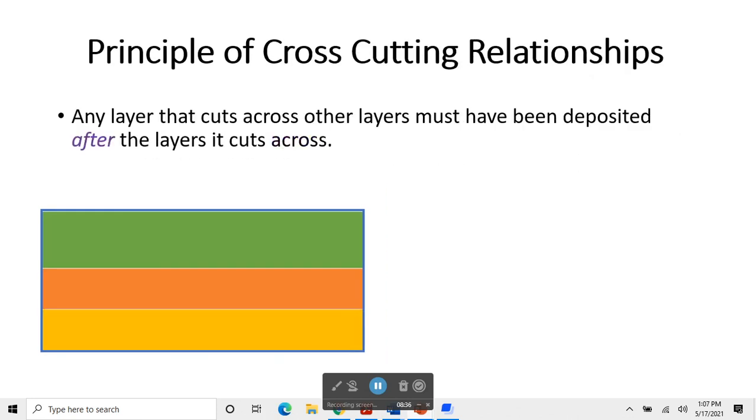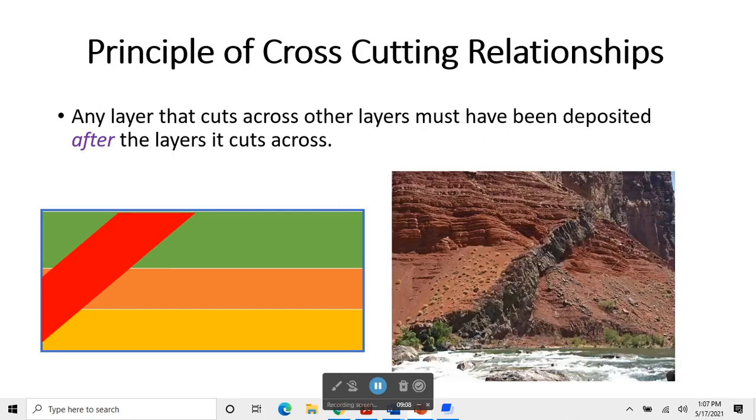A similar sort of principle here is the principle of cross-cutting relationships. What this states is that any layer that cuts across another layer must have been deposited after the layer it cuts across. So again, on the left, we have our layer cake. Now let's imagine we inject some strawberry jelly into our layer cake. That strawberry jelly is younger than the layers that we deposited because it cuts across the layers that were first deposited there.